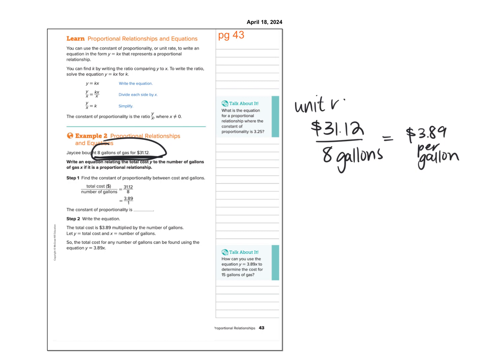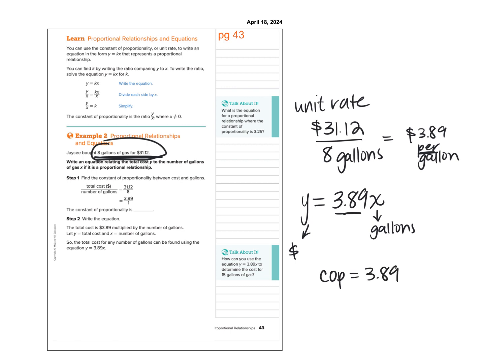That's my unit rate. How much per 1? Okay, now that I have that, I can write the equation. So my equation is going to be y equals, I know my unit rate, 3.89. It's $3.89 per gallon. That per is kind of a key word that means multiply. So it's $3.89 times however many gallons I buy. So $3.89 per, X is the number of gallons. Y would be my total cost. Okay, so my constant of proportionality, if I ask you that, it's $3.89.